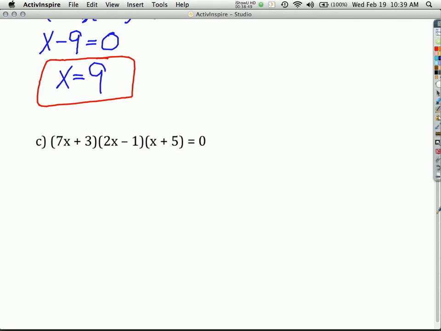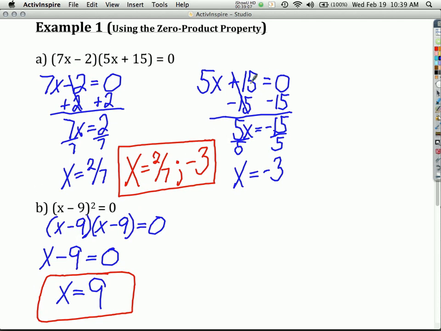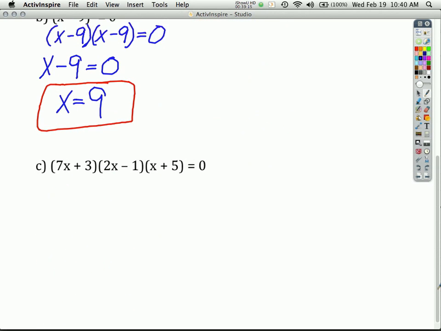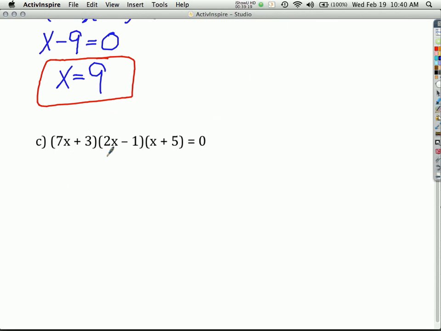Yeah, we're going to set each factor equal to 0. So how many equations are we going to have to solve in this one, Jada? 3. So in the first one, we had 2 factors. That's a factor and that's a factor. We had 2 equations and we got 2 solutions. Here we only had 1 factor times itself, so we had 1 equation with 1 solution. Now we've got 3 separate factors. We're going to have 3 equations with 3 solutions.